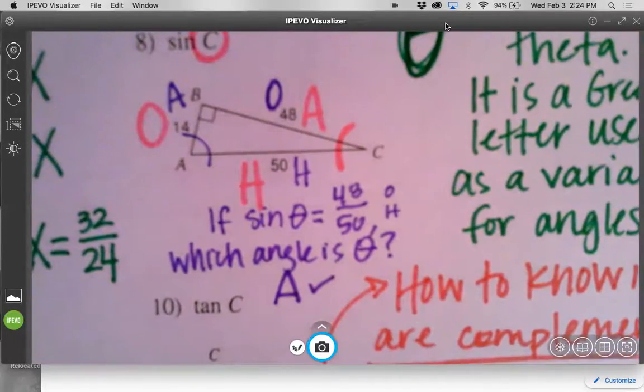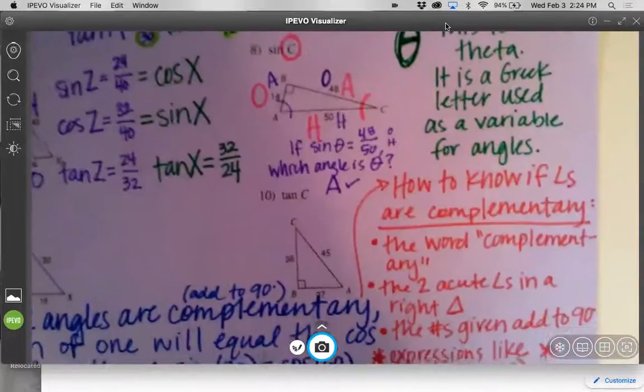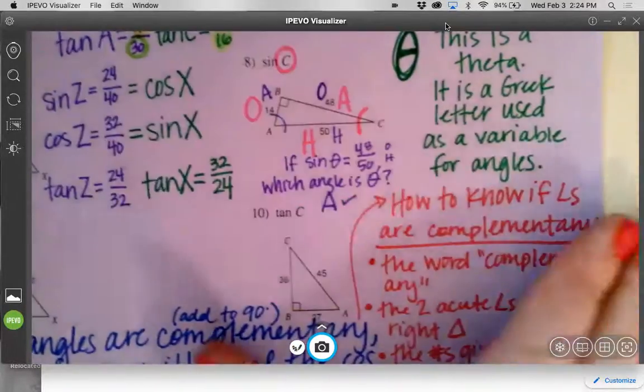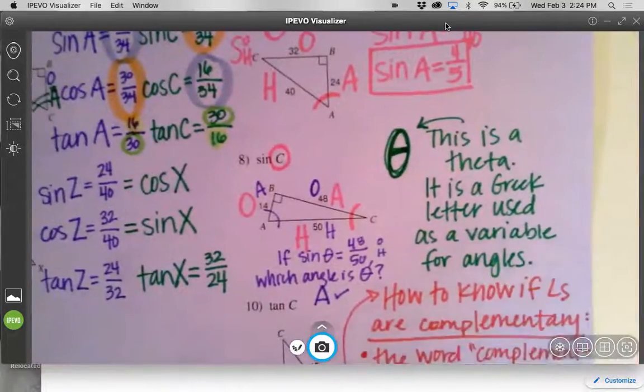The good news is, theta, you probably won't see it much. I just wanted to get you exposed to it today. It's not going to come up immediately and a lot, but whenever it does show up, I didn't want it to surprise you.